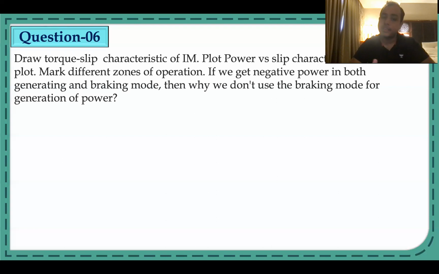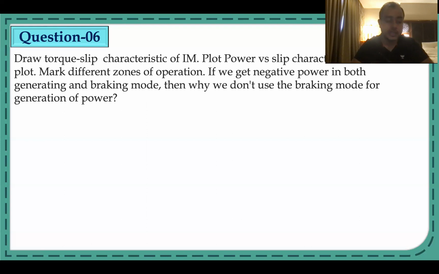Draw the torque slip characteristic of an induction motor on a paper or on a board, with the power slip characteristic on the same plot. I have also taught you the power slip characteristic. And you have to mark different zones like motoring mode, generating mode, and braking mode. Now they will see that there is negative power in generating as well as braking mode. So then why don't we use the braking mode for generation of power?